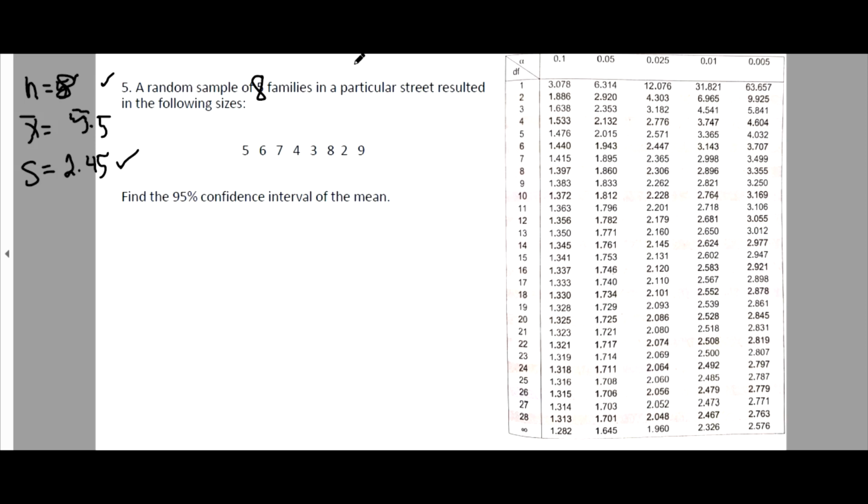We will use the t distribution because our n, which is 8, is less than 30, and the sample standard deviation is given. So both of these are satisfied. So meaning we will use the t distribution.